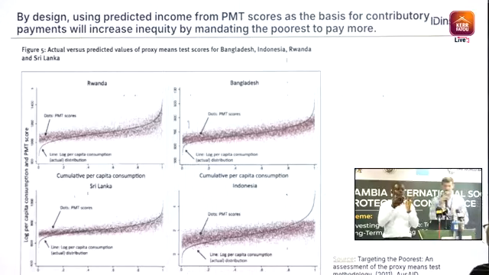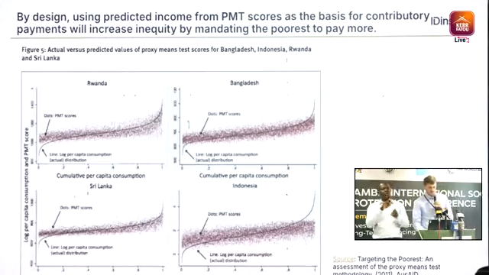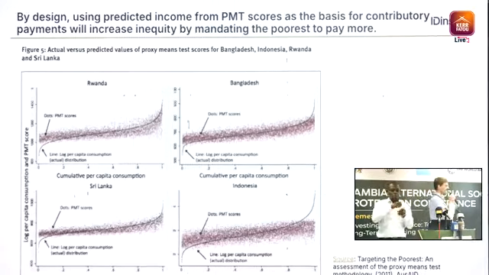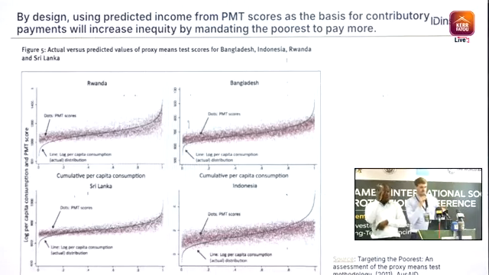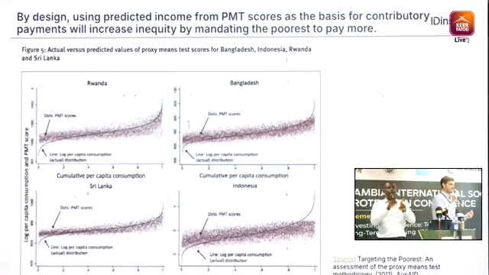But what this means is that for targeting work, this drawback doesn't necessarily affect our implementation, except for the inclusion and exclusion errors that we spoke about. But if we're thinking about a contributory scheme, there might very well be implementation problems because we're skewing the amounts that, in particular, the poorest parts of the population would have to pay, and we're inflating them.